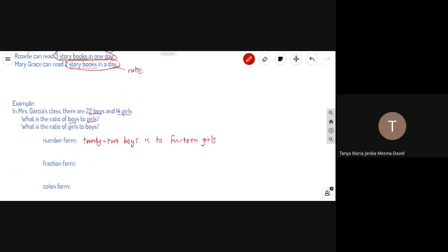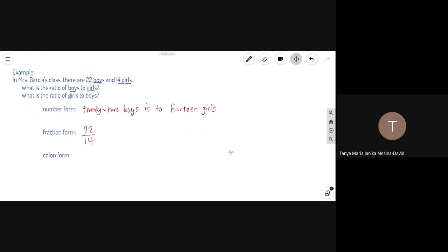If you want to put it in fraction form, then you simply do a fraction line. The one in the numerator is the numerical quantity of the boys, and the one in the denominator is the numerical quantity of the girls. If you want to express it in column form, then you have to use the column punctuation mark. Therefore, we start first again with the boys, write the column, and then 14. So this is all read as 22 boys is to 14 girls.